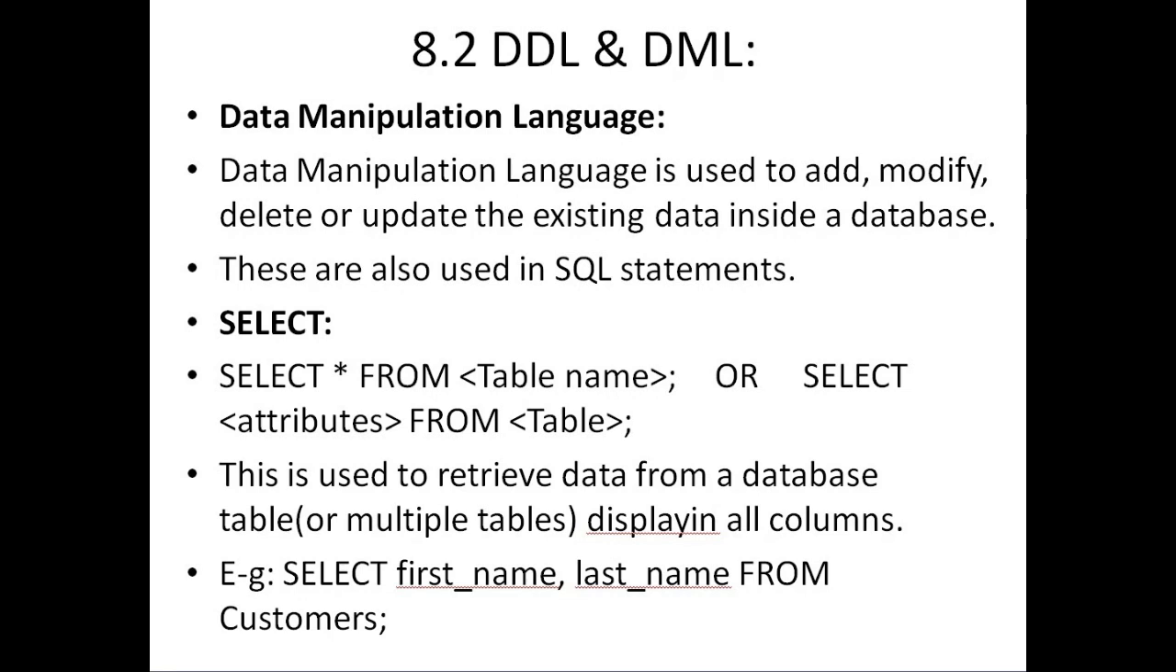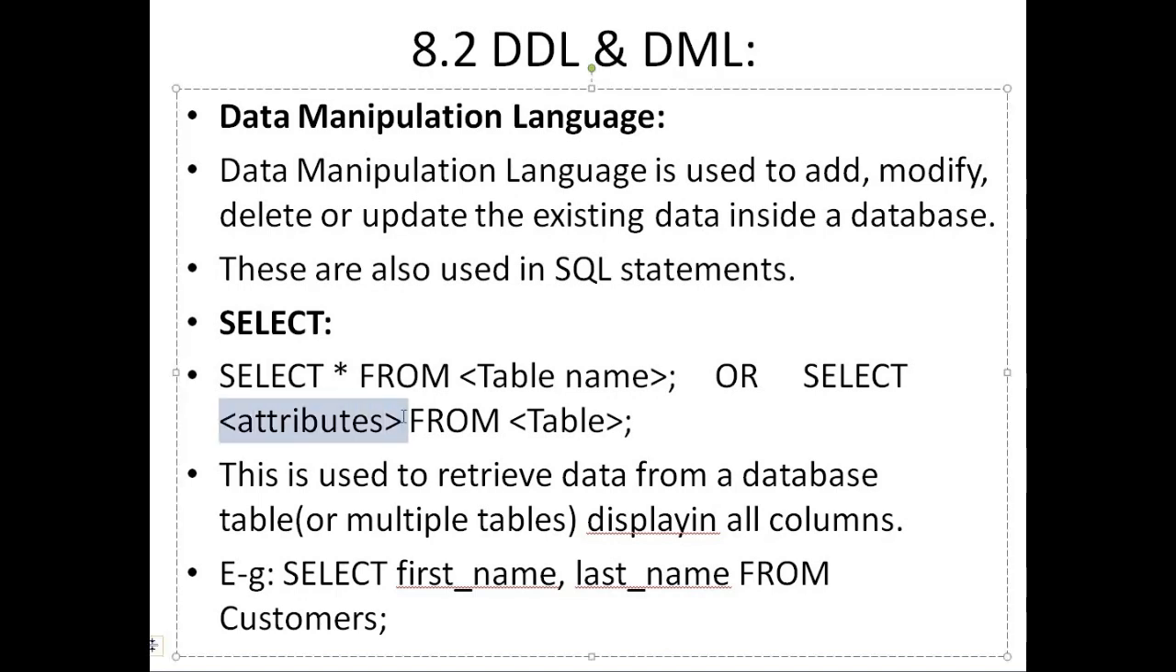Or you can write it like this: select attribute from table. You can write over here one attribute name or one field name, or comma separated multiple field names. That many fields would be shown. This is used to retrieve data from a database table or multiple tables, displaying all columns. For example, select first name, last name from customers. So these two columns would be shown.